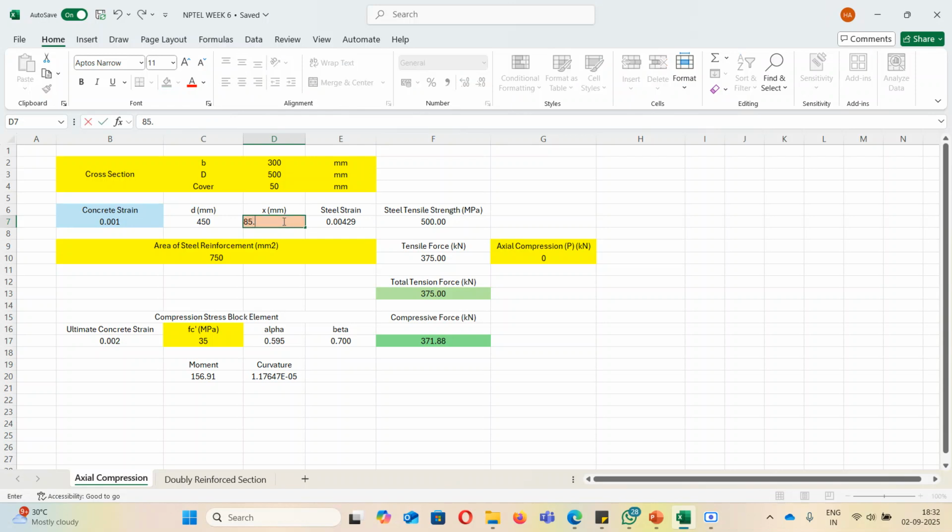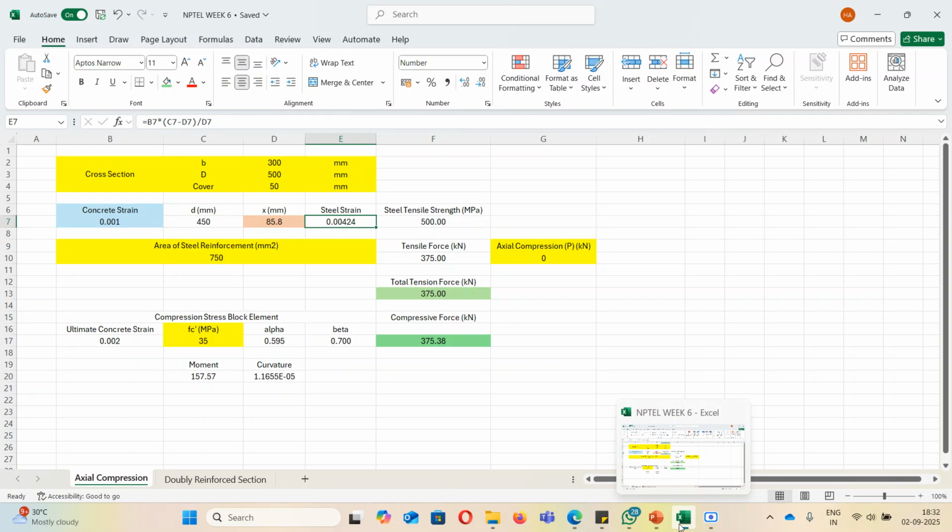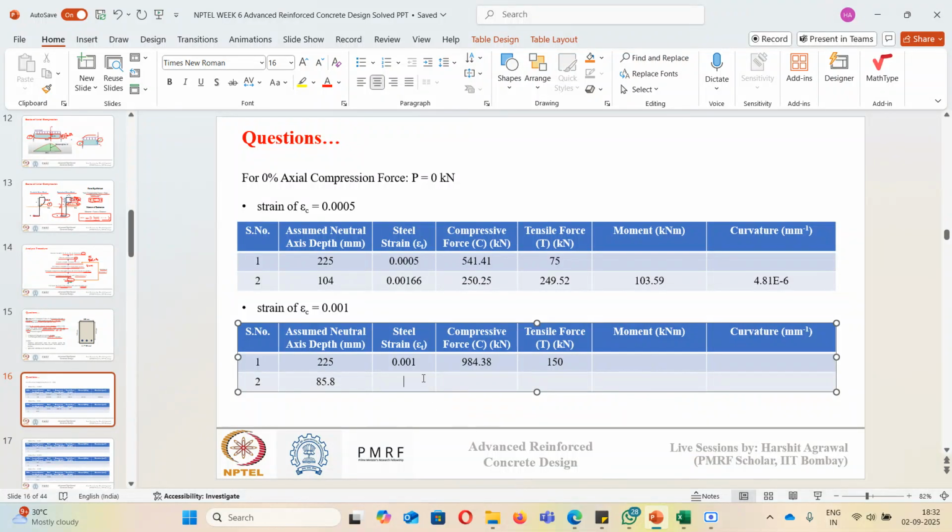So I will just do a small increase, 85.5. It is again less. I'll again go 85.8. Now you can see we are very close. It is almost the same if we round off. So we can assume the neutral axis depth is 85.8. What is the strain in steel at this depth? It is 0.0042. So this means that the steel is yielding in this case, and it will happen. Why? Because this is a very heavily under reinforced section, so steel yielding will happen before concrete crushing.